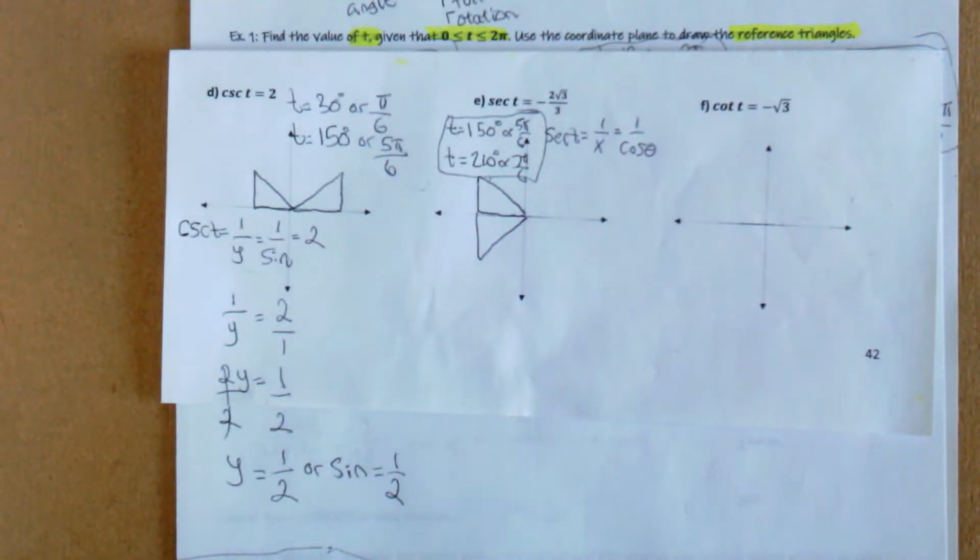Okay, welcome back, guys. We're still on page 42. This time we're looking at problem F. Cotangent of t equals negative square root of 3. So, just like the last few problems we did, the first thing we want to do before we start is look at the definition for cotangent on page 34.